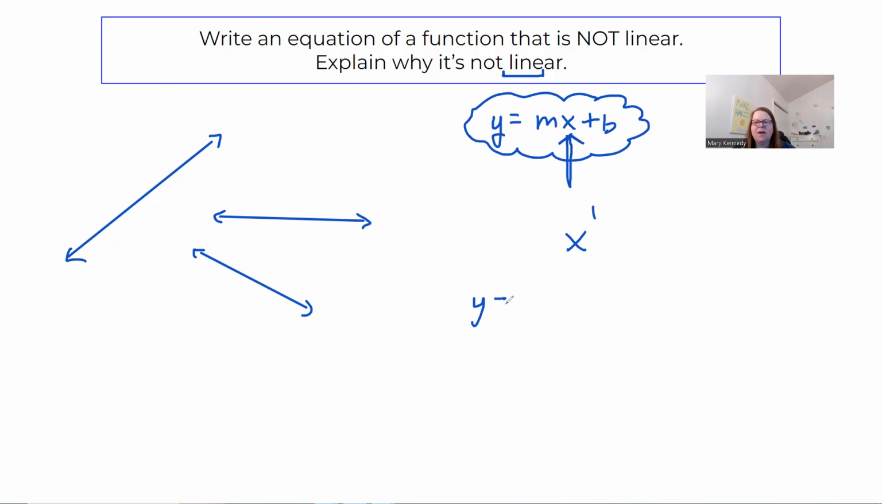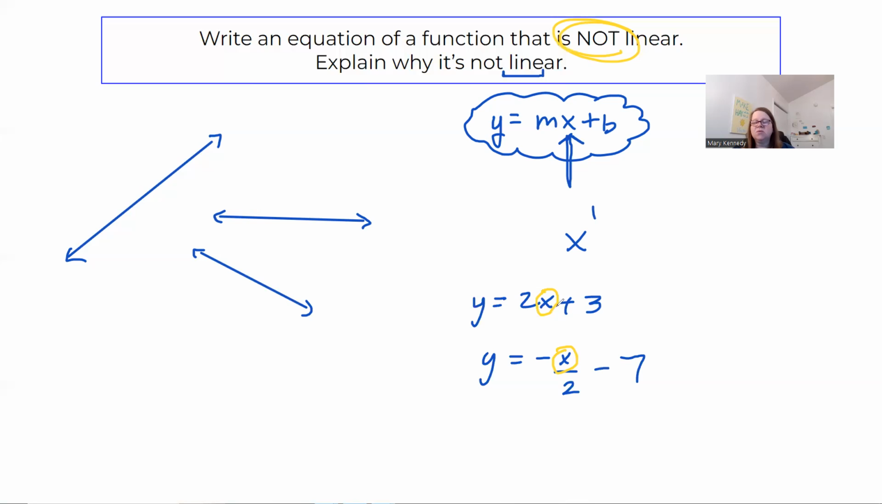So it might look like y equals 2x plus 3, or y equals negative x over 2 minus 7, or something like that. It can look very different in various ways, but notice that each time you have an x, and x is to the first power. It's just an x.